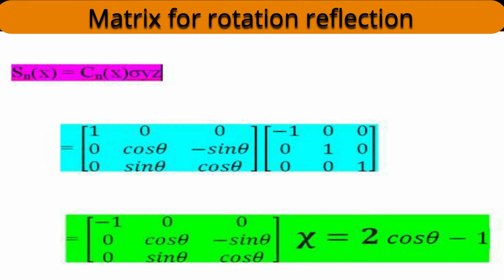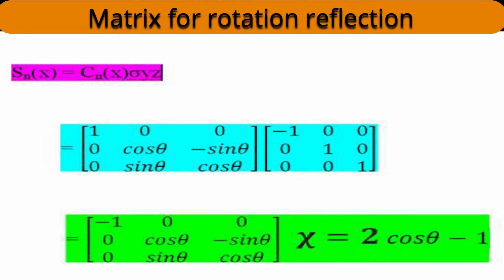We were knowing the rotation matrix for rotation by angle theta around the z-axis. What was that matrix? Cos theta, minus sin theta, 0; sin theta, cos theta, 0; 0, 0, 1. Means 1 was there for the z component, 1 was there for the A33 component, the element which is in the third row and third column.